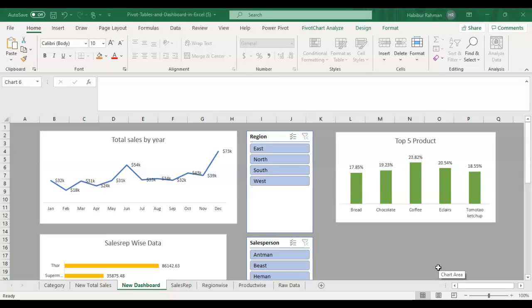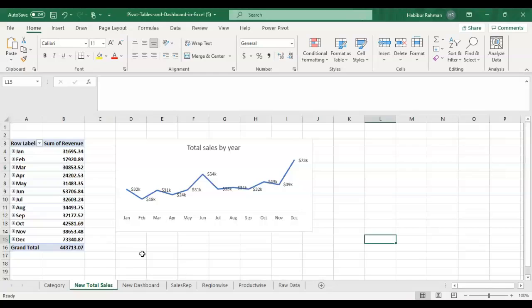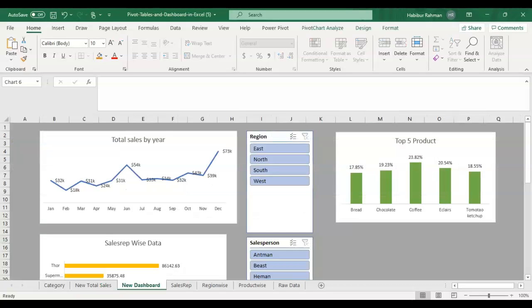Today I explain about sales data. Here you can see a lot of sales data about the USA. You can see a lot of data in this sheet. What I did first, I made some pivot tables about those sales data. Then I made all of the information into a new dashboard.